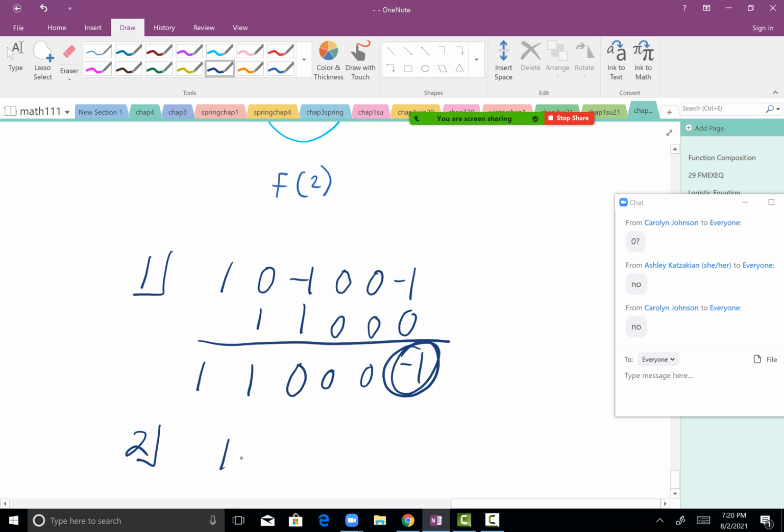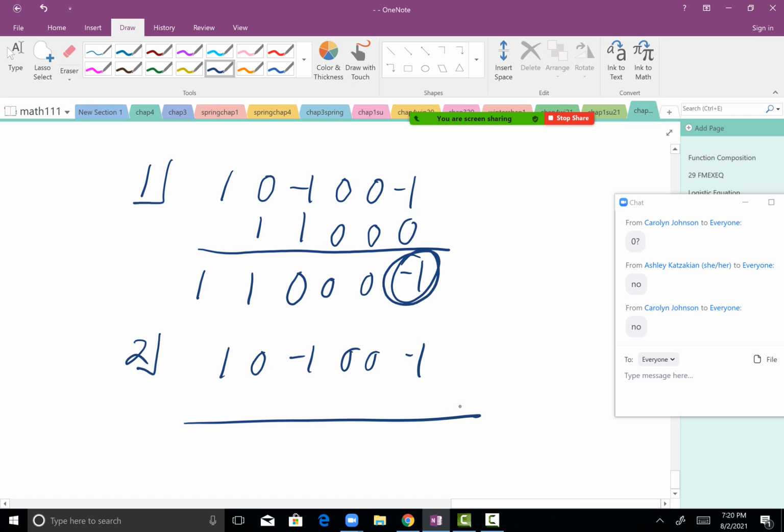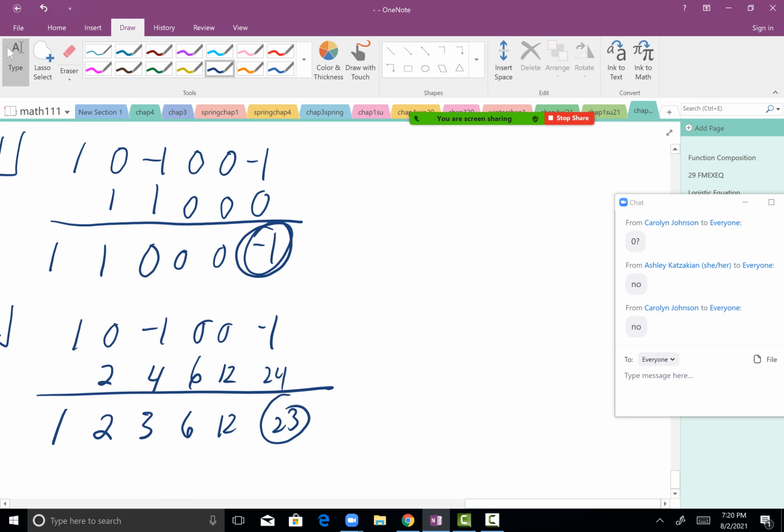Okay. 1, 0, -1, 0, 0, -1. All right. 1. That's going to give me 2. That's 2. That's going to give me 4. That's going to give me 3 because I'm adding these. It's going to give me 6. That's going to give me 6. That's going to give me 12, 12, 24, 23. Okay? So, off to the side here.